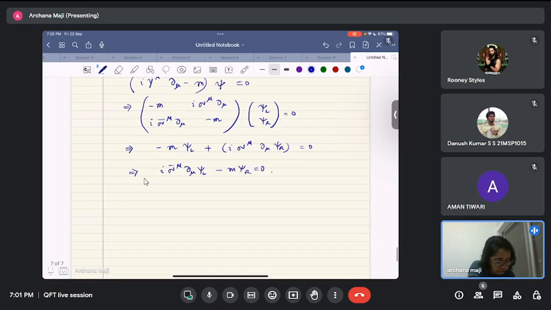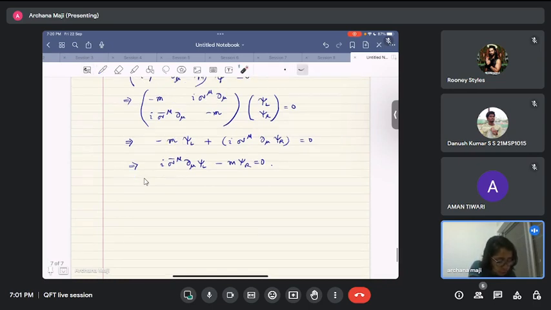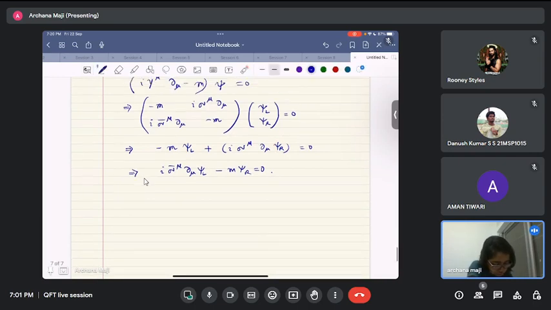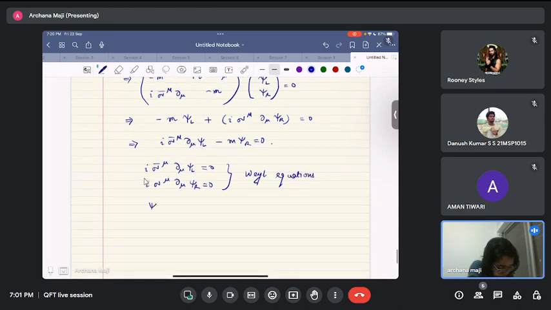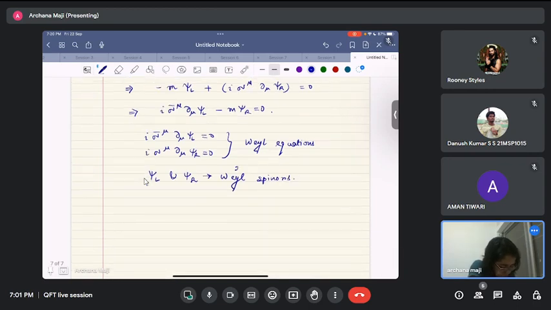So you can see if the particle is massive, you need both these psi L and psi R, both these two component spinors. But for a massless particle, you get two decoupled equations for psi L and psi R. And these two are the Weyl equations. And psi L and psi R are called Weyl spinors, two component Weyl spinors.